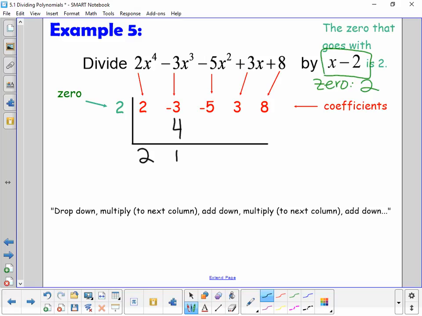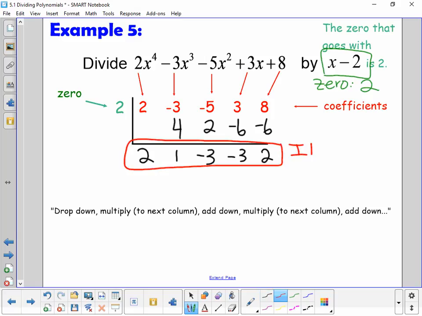Multiply the 1 by the 2. Put it in the next column. Add it up. Negative 5 plus 2 is negative 3. Multiply the negative 3 by the 2 and put it in the next column. Negative 6. 3 minus 6 is another negative 3. Multiply it by 2, we get a negative 6. Add that column up and we get a 2. So this is our solution, but right now it's in code.